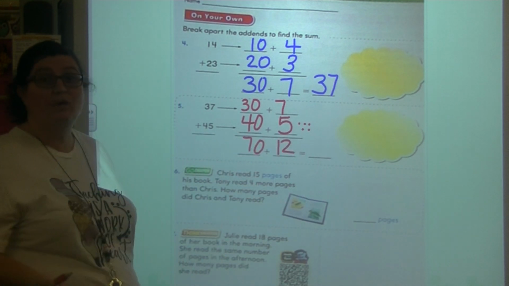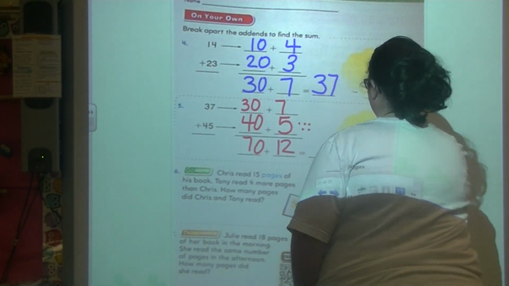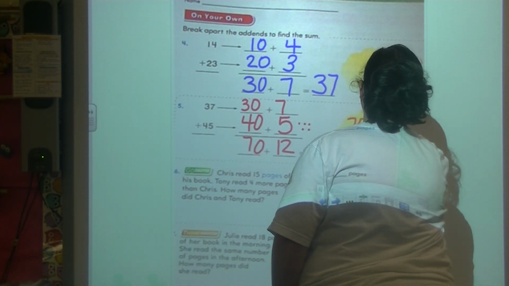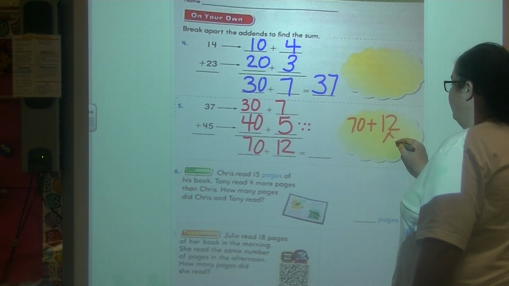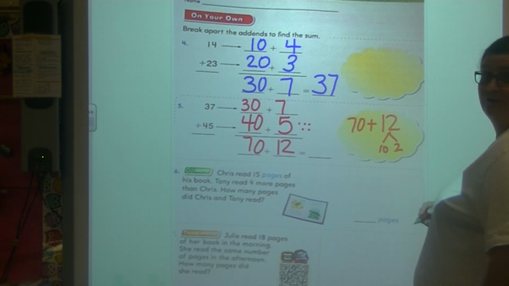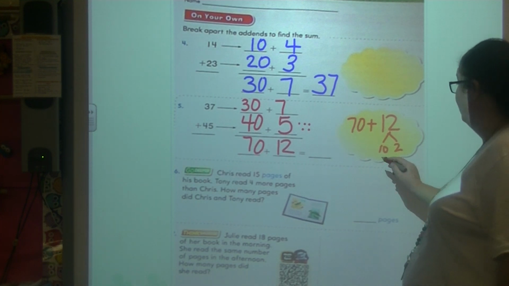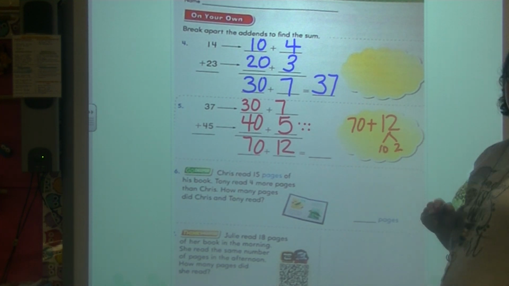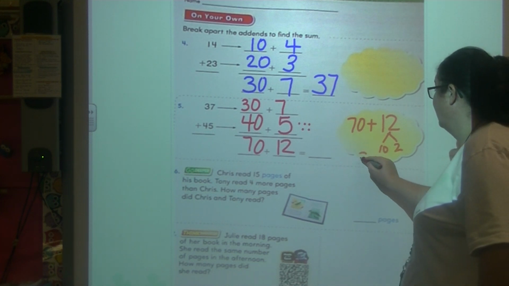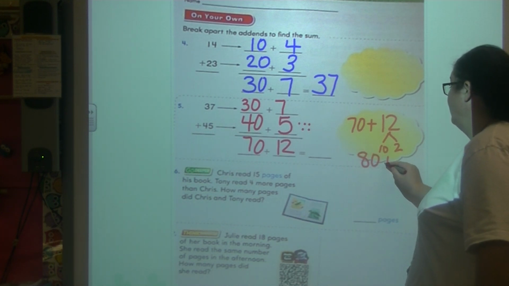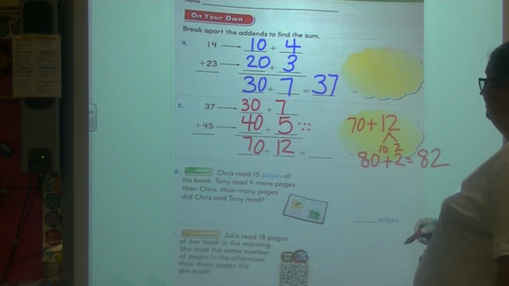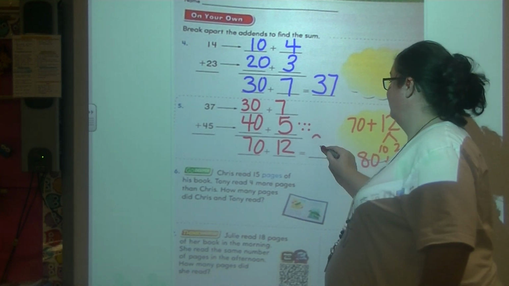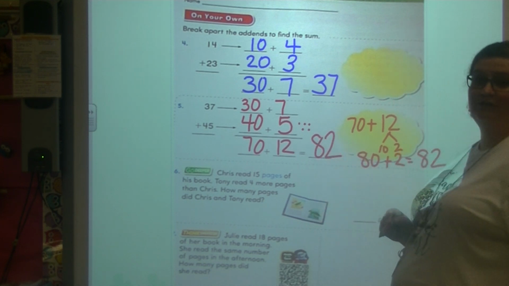Add 70 plus 12. I have to divide that up. 12 is made of 10 plus 2, a group of 10 plus 2 more. So 70 plus 10 is 80. 80 plus 2 equals 82. Your answer? 82.